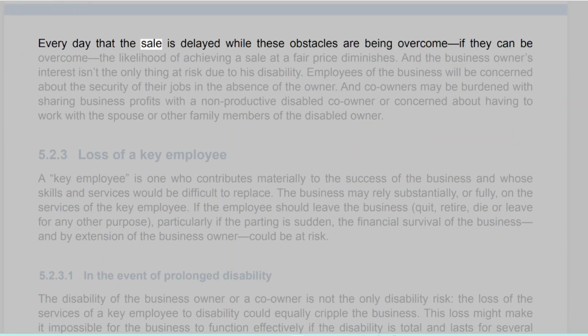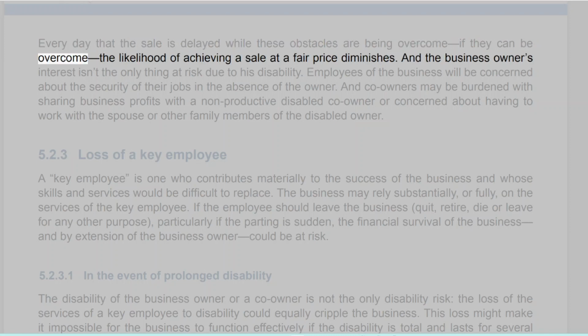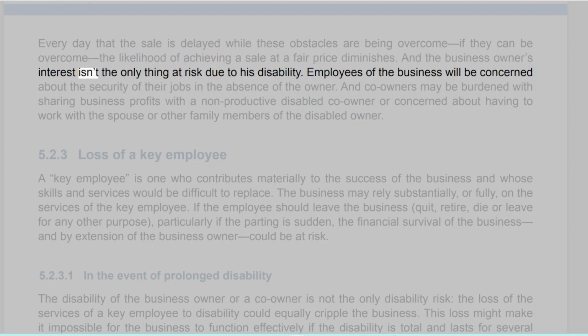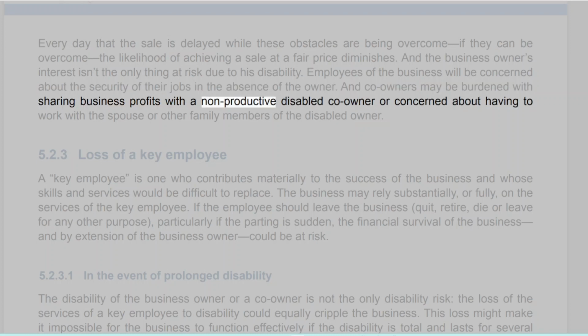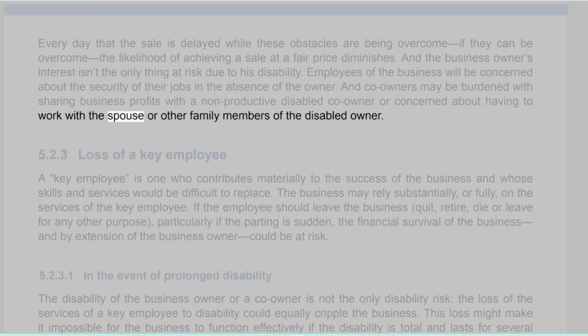Every day that the sale is delayed while these obstacles are being overcome, if they can be overcome, the likelihood of achieving a sale at a fair price diminishes. And the business owner's interest isn't the only thing at risk due to his disability. Employees of the business will be concerned about the security of their jobs in the absence of the owner. And co-owners may be burdened with sharing business profits with a non-productive disabled co-owner, or concerned about having to work with the spouse or other family members of the disabled owner.